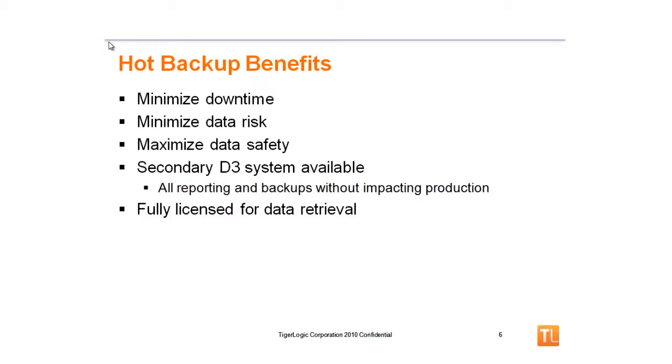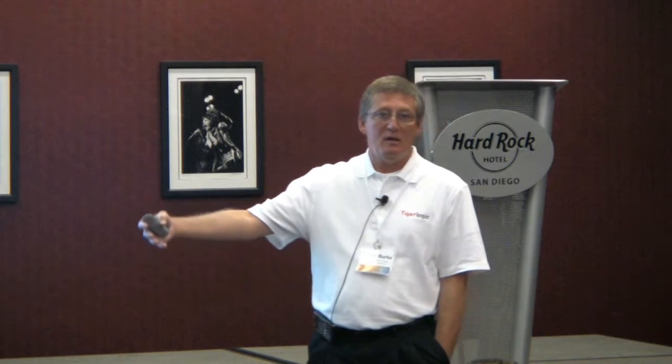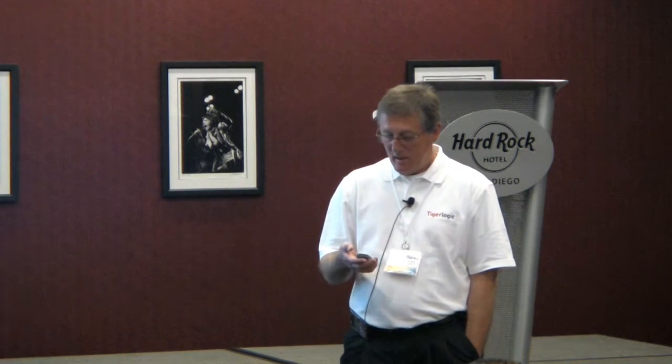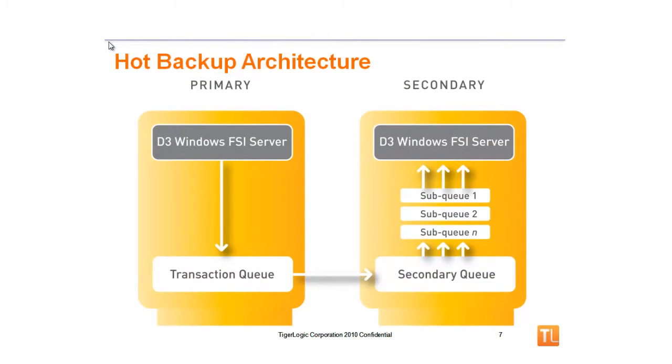With Hot Backup, you get a secondary live running D3 system that's fully licensed. So you have the same number of users on your Hot Backup machine as you do on your primary machine. And so you actually have this secondary system. It's D3. It's live data. It's current data. It's available for reporting. It's available for doing backups. It's usable in retrieval or read-only mode. And so in addition to having a system that you can fail over to, you also have a second copy of your data.